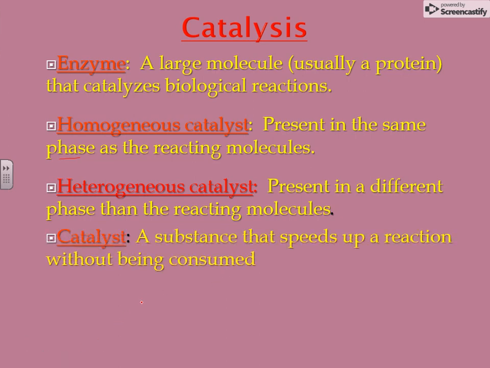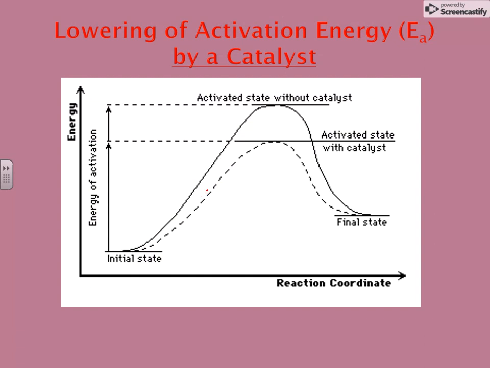Remember, a catalyst is a substance that speeds up the reaction without itself being consumed. Now, the way that the catalyst functions is it lowers your activation energy. So this dashed line here, if you look at your energy diagram, represents the pathway that the catalyst provides. It provides an alternative pathway with a lower activation energy. Notice here the activation energy is lower with the pathway of the catalyst.